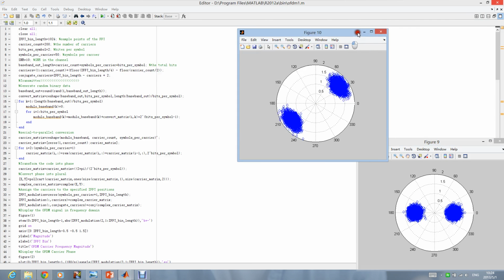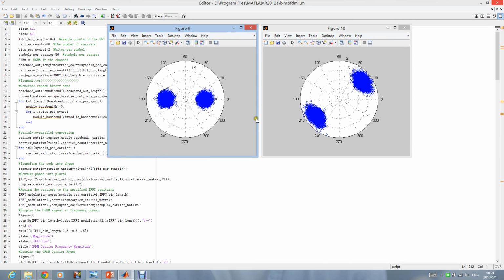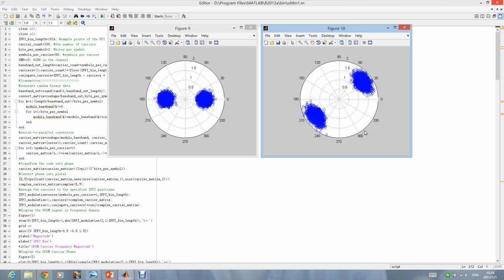And here we got these two images. We can see in image 9 there is no distortion. But if the CP is shorter than the delay in the channel, there will be some distortion, like in image 10.